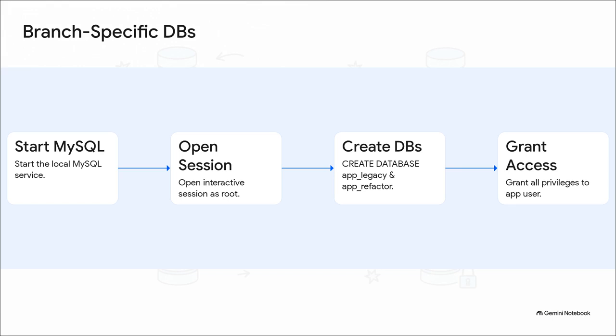And finally, you just grant all privileges to your application user. Quick pro tip here, always use placeholder credentials in your tracked environment templates. Never commit your real passwords to source control. But once this is set up, you've got two pristine, isolated arenas for your branches to safely play in.